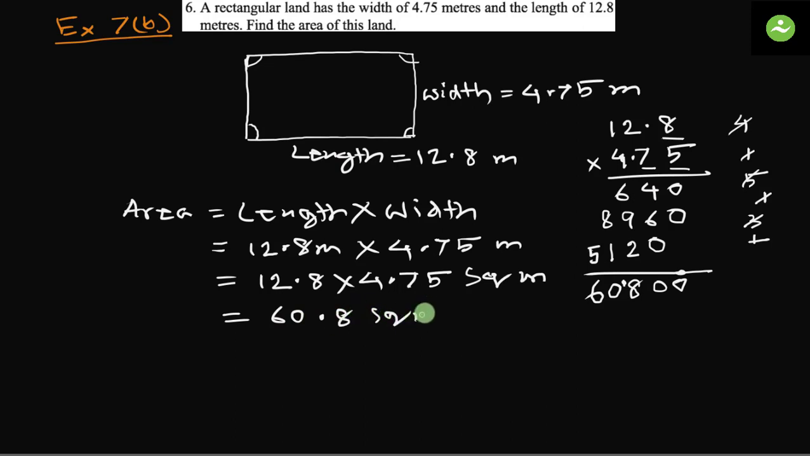square meter. We just didn't write these zeros because zeros on the right have no value. Okay, now the answer: 60.8 square meter.